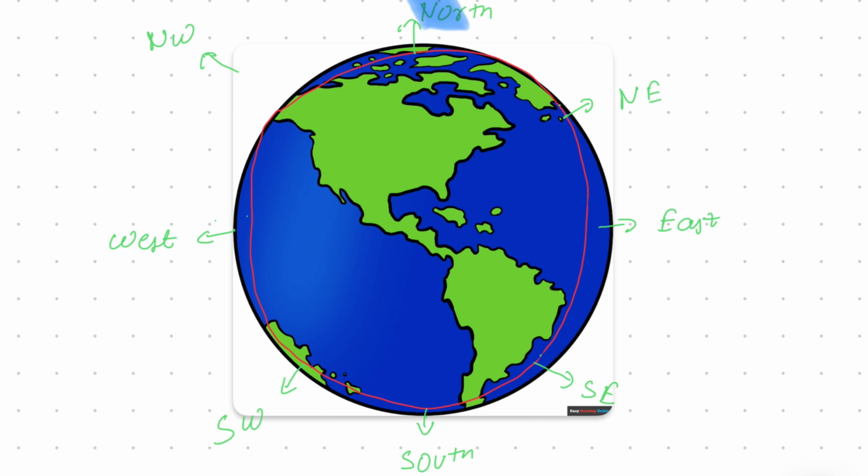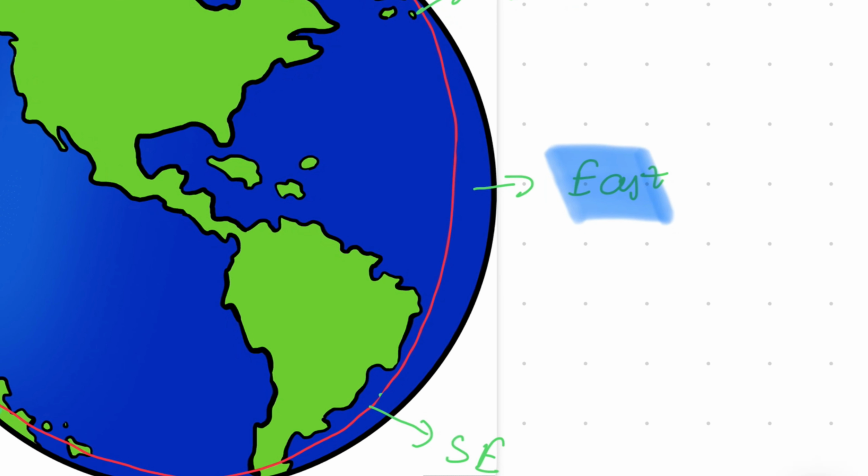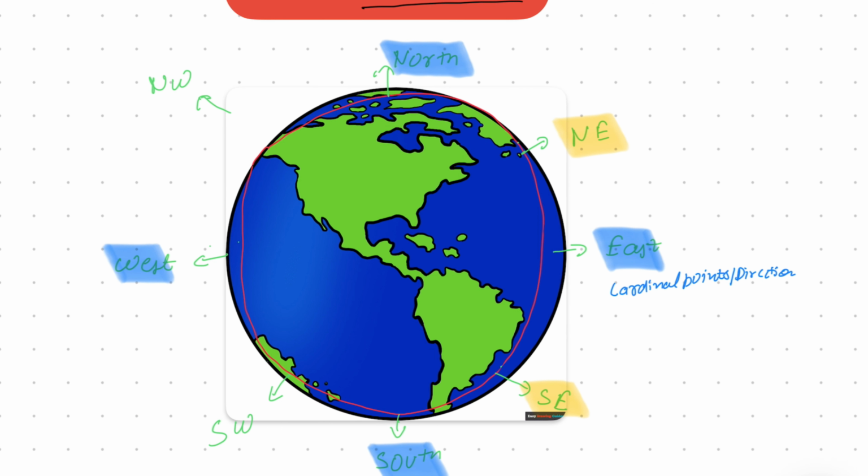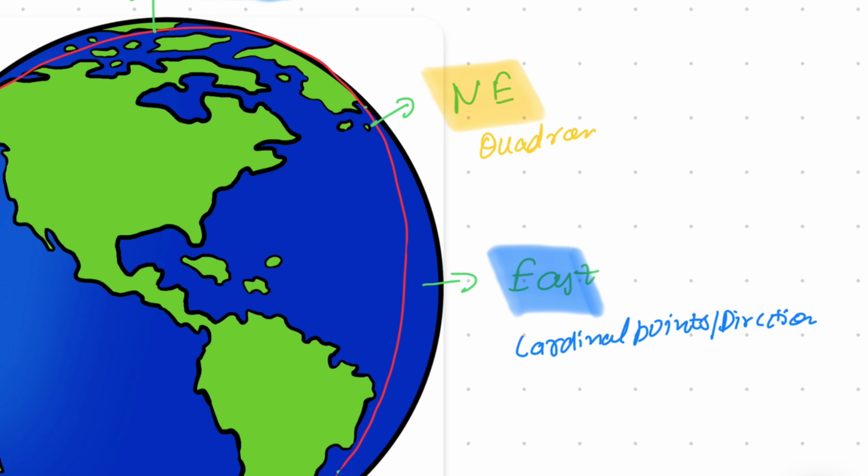Okay, so north, south, east and west are our cardinal points or cardinal directions, and northeast, southeast, southwest and northwest are our quadrantal points or quadrantal directions.